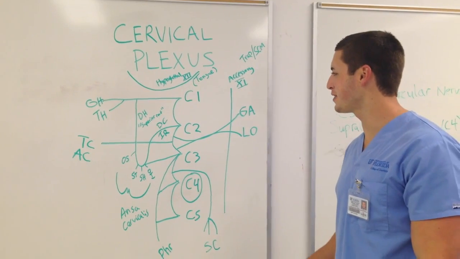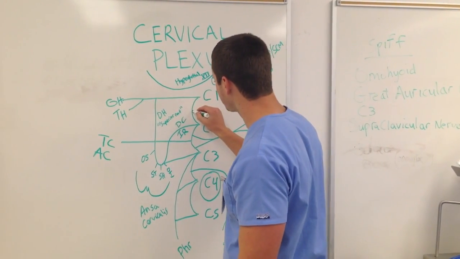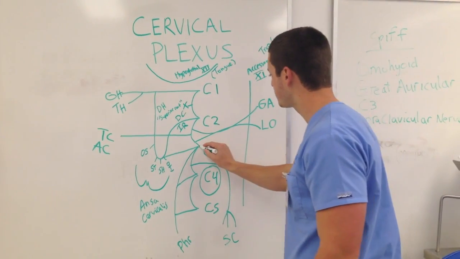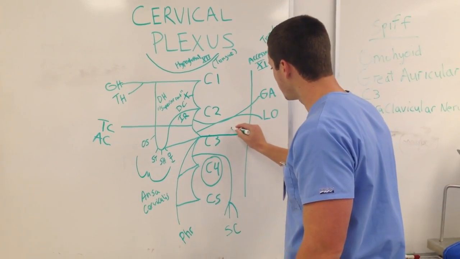All right, one last thing we're going to include is a communication with the vagus nerve. Cranial nerve 10 is right here. And some people like to include from C3 over here muscular branches.